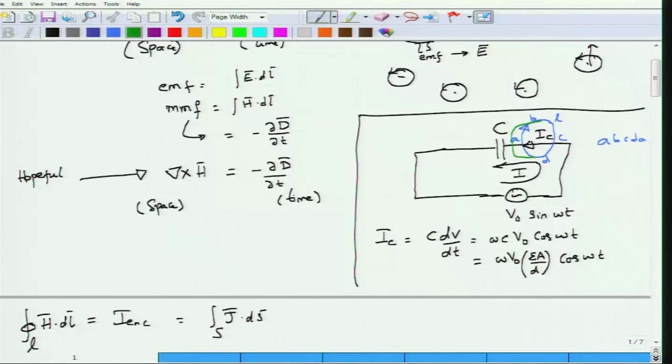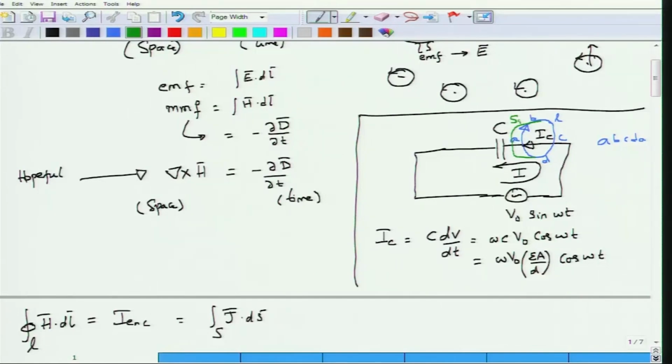Remember, there is no specific way in which I have to consider the surface. This is what this law tells me. It does not matter what surface that is, as long as this surface is bounded by this loop L, then the current enclosed must be given by the surface integral of the current density through that particular surface. So let us call this surface S1.